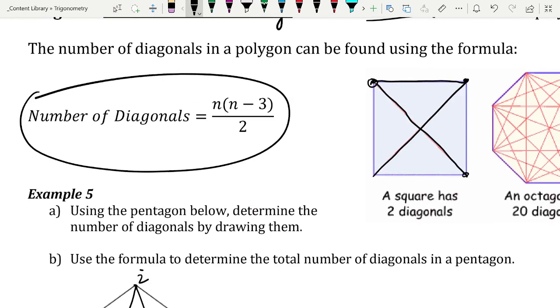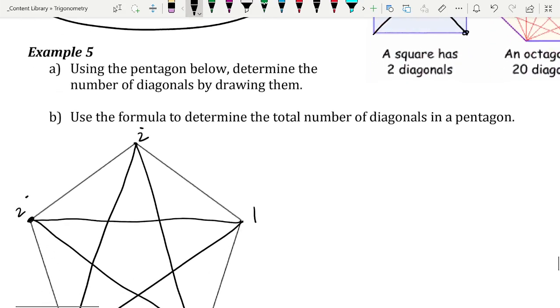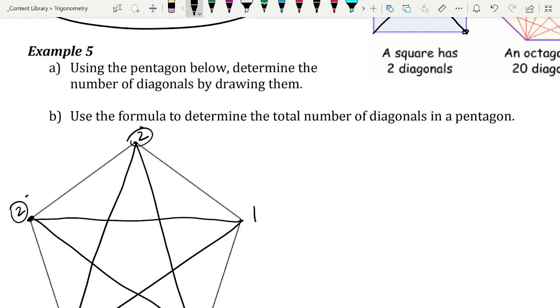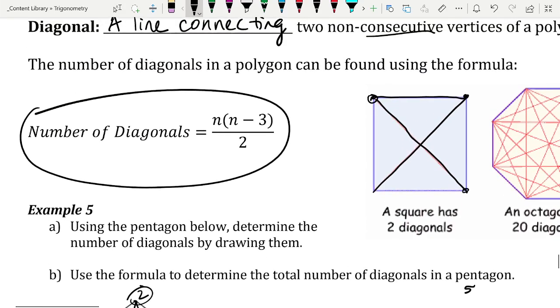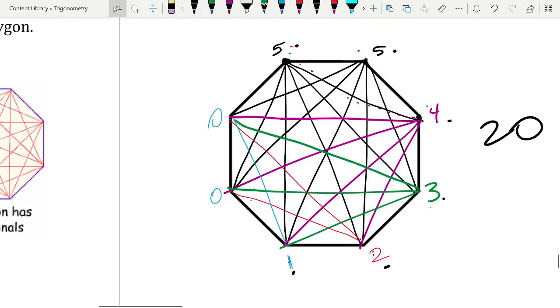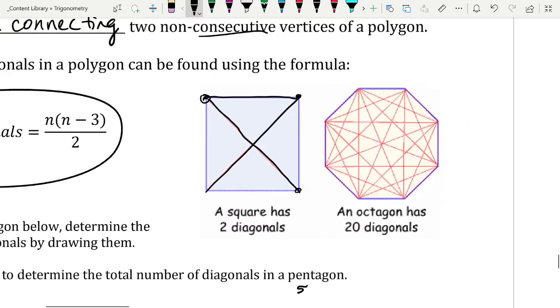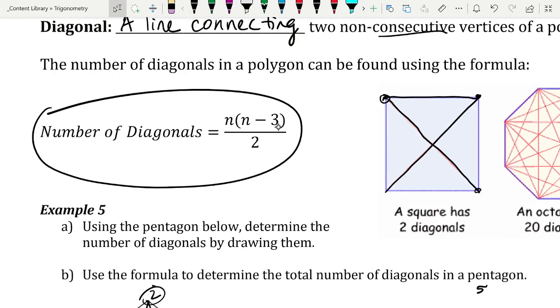Notice that when I was doing the pentagon, I started with 2, and 2 is 3 less than the number of sides, which is 5, right? Pentagon has 5 sides. And for the octagon I was playing with, 5 is 3 less than 8. So minus 3 is kind of an important thing when you're counting diagonals. And that's kind of the main feature of the formula. Number of sides minus 3, then take that number and times it by the number of sides again, and divide by 2. Let's double check that that formula works.